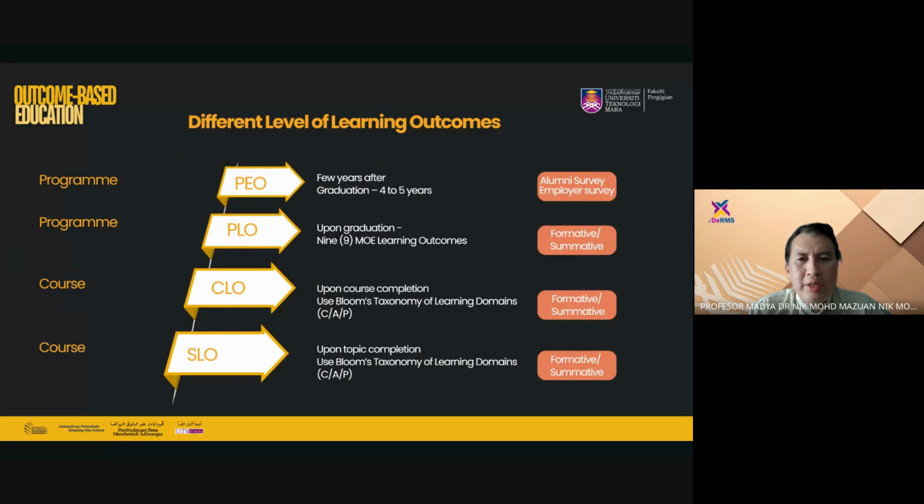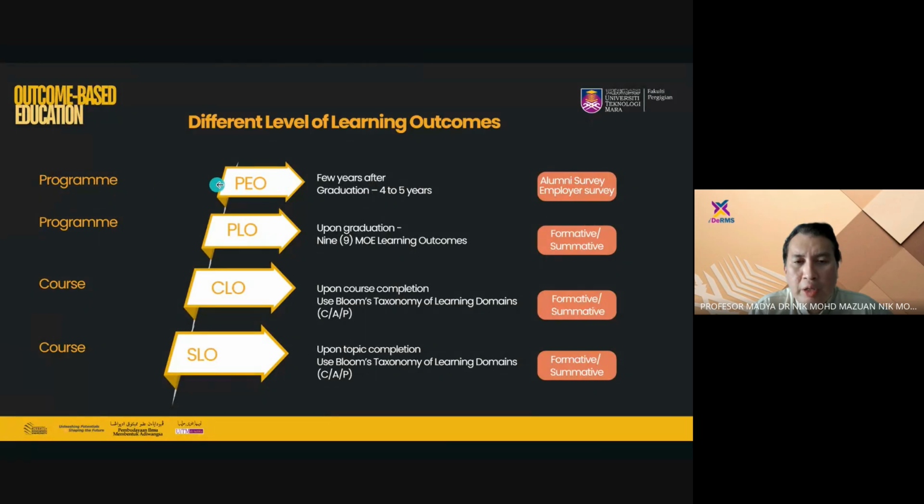Next, this is the different level of learning outcome. We are getting more serious right now because this is where you can see in your curriculum. I mentioned program objective, so now we call it program educational objective. The program educational objective is attached to the program.